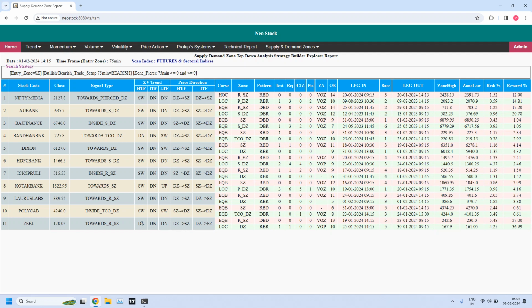See here, HTF is down, ITF is down, LTF is down, and see the prices here, price direction is also completely in our favor. Demand zone to supply zone prices moving. ITF also demand zone to supply zone, they are moving. And moreover, this zone is a high liquidity zone and also a fresh zone. So keep observing this stock. If prices are entering into this zone, immediately it's a good opportunity for you.